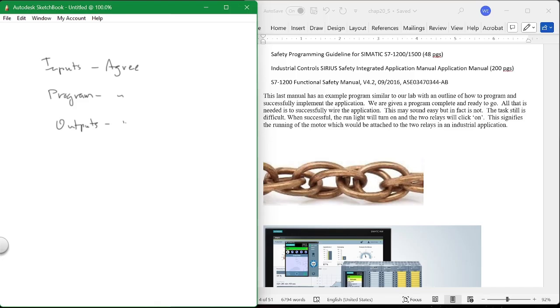Now, easy for the program, easy for the input and easy for the output. So you just double up. Everything is doubled, right? But the program is the one that's weird, okay? So, and I'm not sure what Allen Bradley does, but this is what Siemens does. They run the same program twice. Once positive logic, once negative logic, and they must disagree.